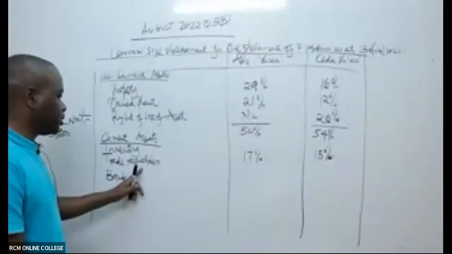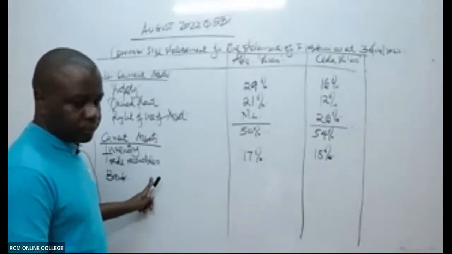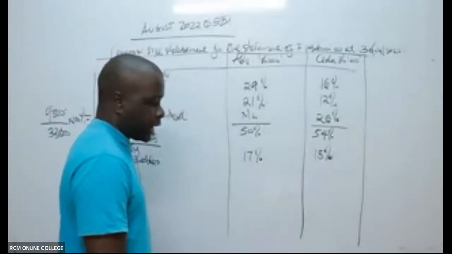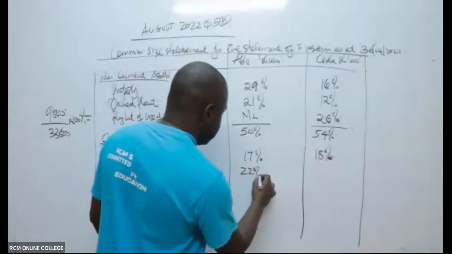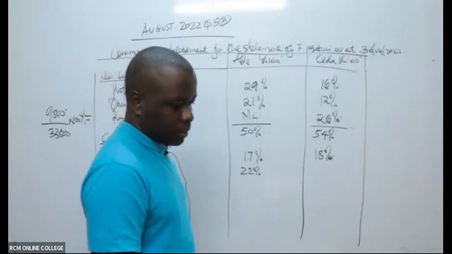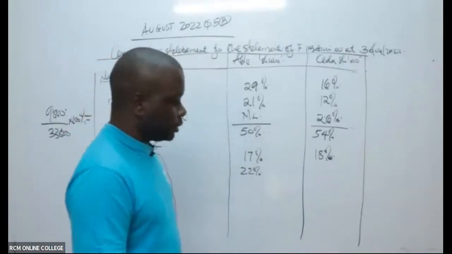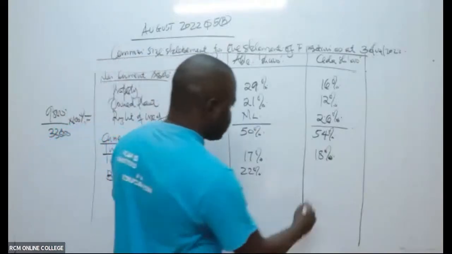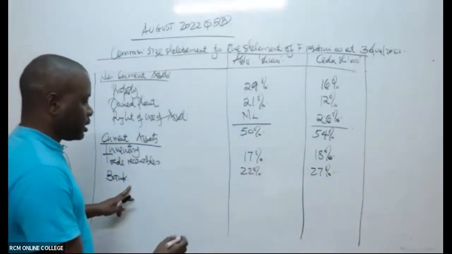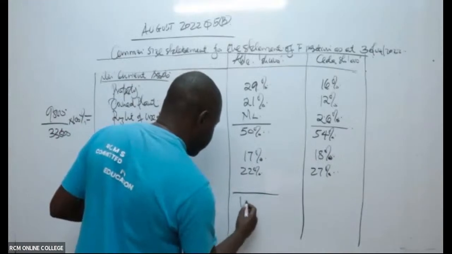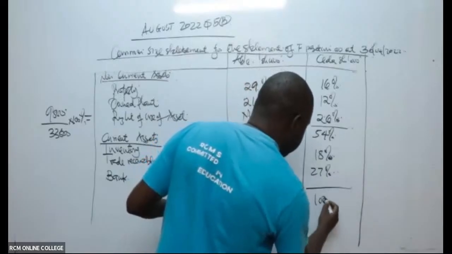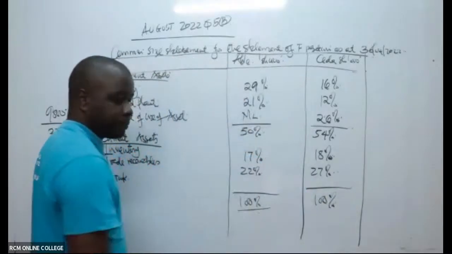And the trade receivables. For trade receivables, 21.9, so that is 22%. What about for SEDA? 26.8, so that is 27. If you round off, that is 27%. And the bank, so this one should give us a total of 100%. What about bank here?